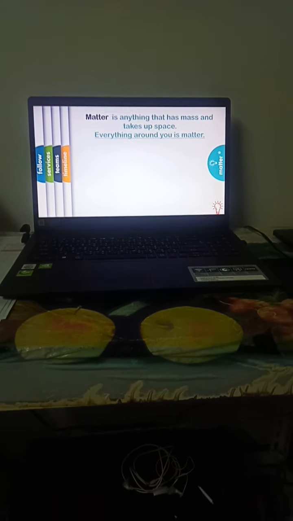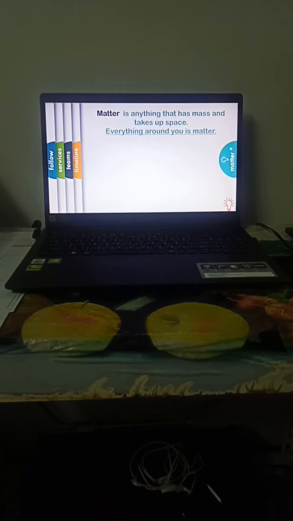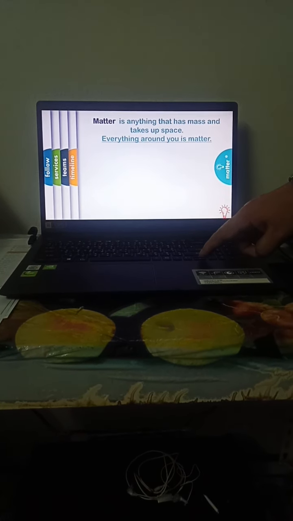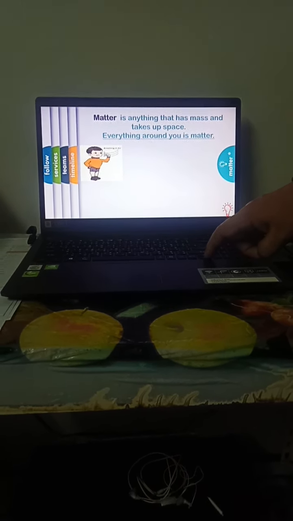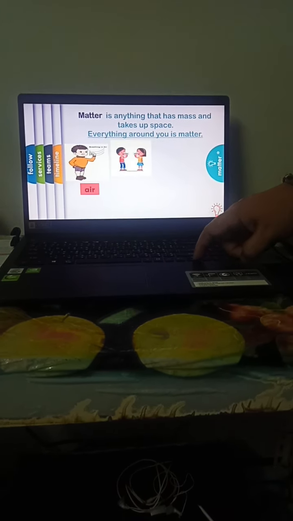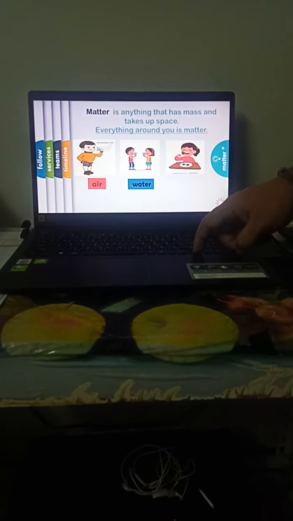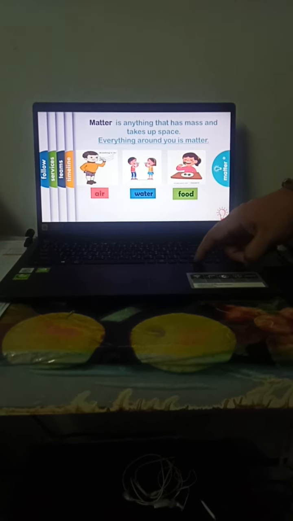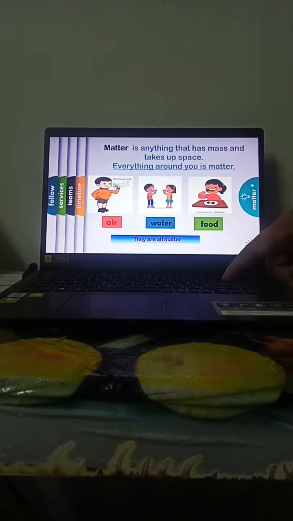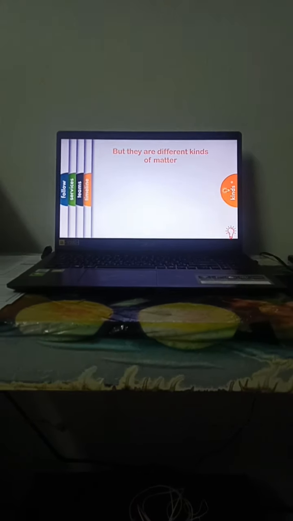Matter is anything that has mass and takes up space. Everything around you is matter. The air you breathe is matter. The water you drink and the food you eat, they are all matter. But they are different kinds of matter.